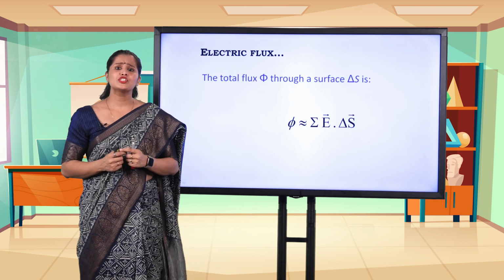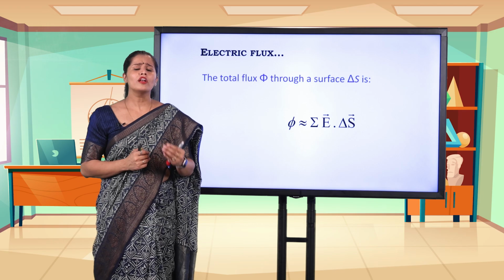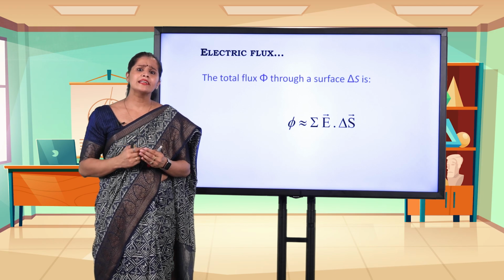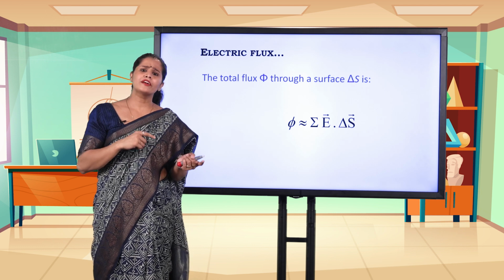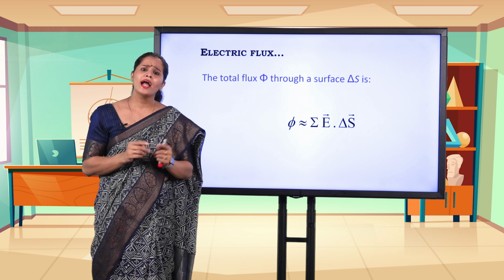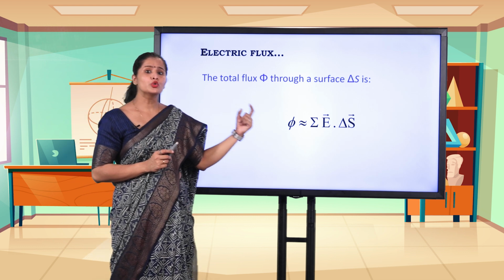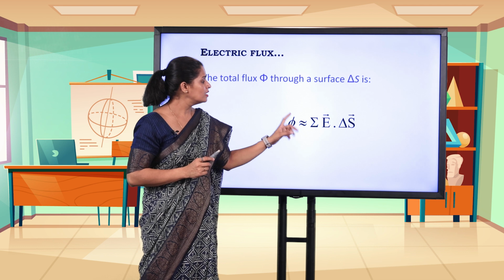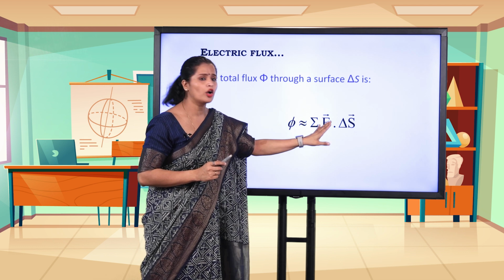The basic definition of electric flux can be used in principle to calculate the total flux through any given surface. All we have to do is divide the surface into small area elements, calculate flux at each element and add them up. Thus, the total flux through the surface S is approximately equal to the summation of E dot delta S at that point.